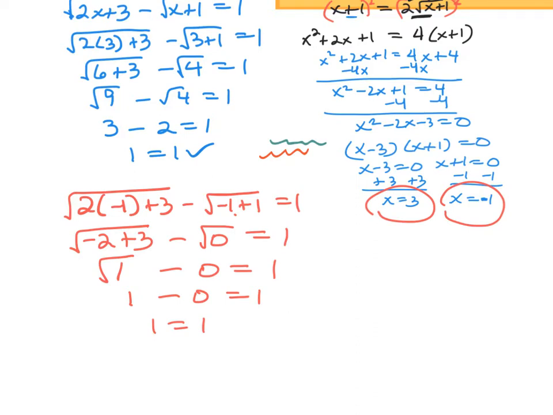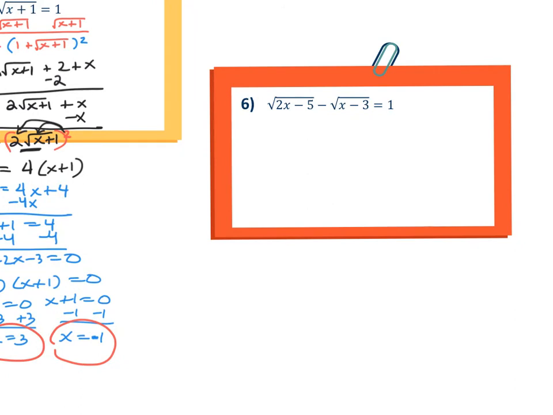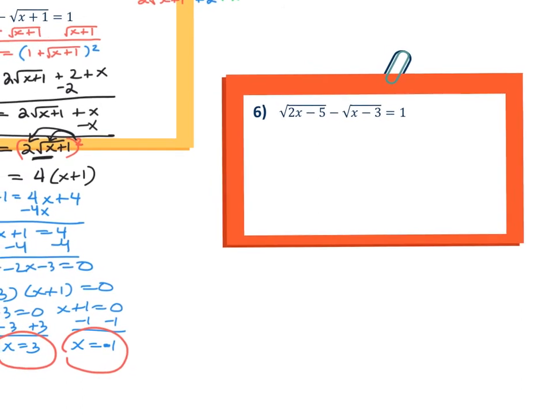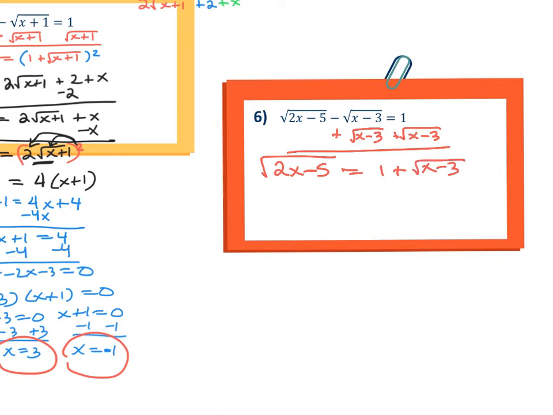Number 6, same idea here. We're going to first isolate, square, and then we'll have to repeat the process again because we do have two radicals here. So first thing I'm going to do is move the square root of x minus 3 to the other side by adding it. 2 minus 2x minus 5 equals 1 plus the square root of x minus 3. Again, next step, square both sides.